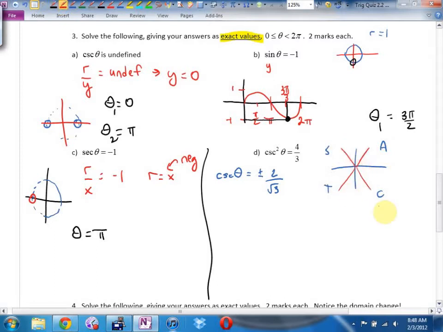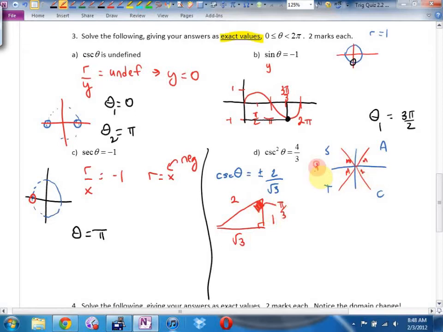The triangle is going to be the 1, 2, root 3 triangle. Cosecant goes with sine, which is opposite over hypotenuse. So I want a hypotenuse over opposite that has 2 over root 3. I'm pretty sure that's this guy up here. My reference angle is pi by 3 in all of those. And that's 3 pi by 3, and that's 6 pi by 3.